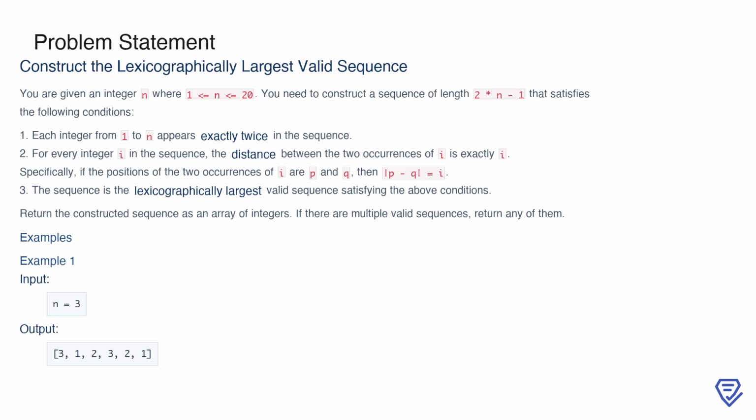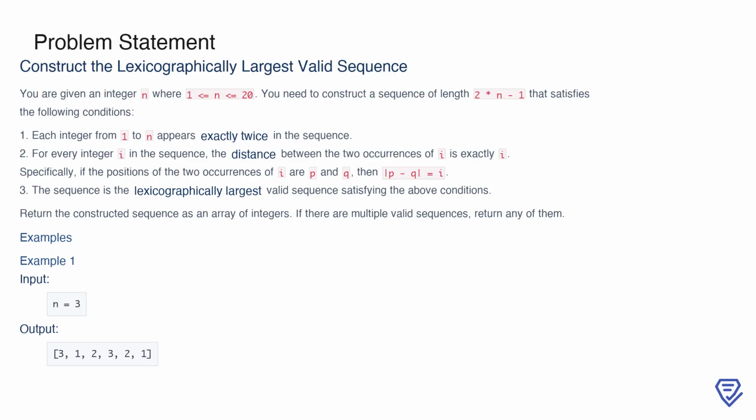Second, for each integer i, the distance between its two occurrences must be exactly i. This means that if i appears at positions p and q, then the absolute difference between p and q must equal i. Lastly, among all valid sequences that satisfy these conditions, you must return the lexicographically largest one. If there are multiple such sequences, any of them is an acceptable answer.